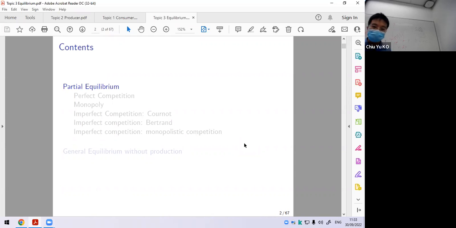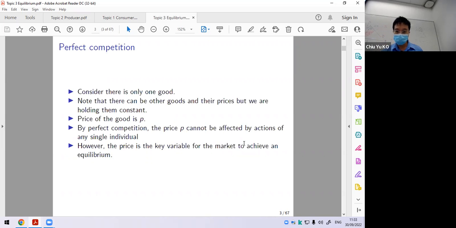Let's talk about the first item, perfect competition. Exactly this: supply and demand, we get equilibrium. To focus on the case, we consider only one good, and we hold the others constant. That is exactly the idea of partial equilibrium. We just focus on a single market at one point in time. General equilibrium would say everything will be determined in equilibrium, but here we take everything as exogenous. That is what partial equilibrium focuses on.